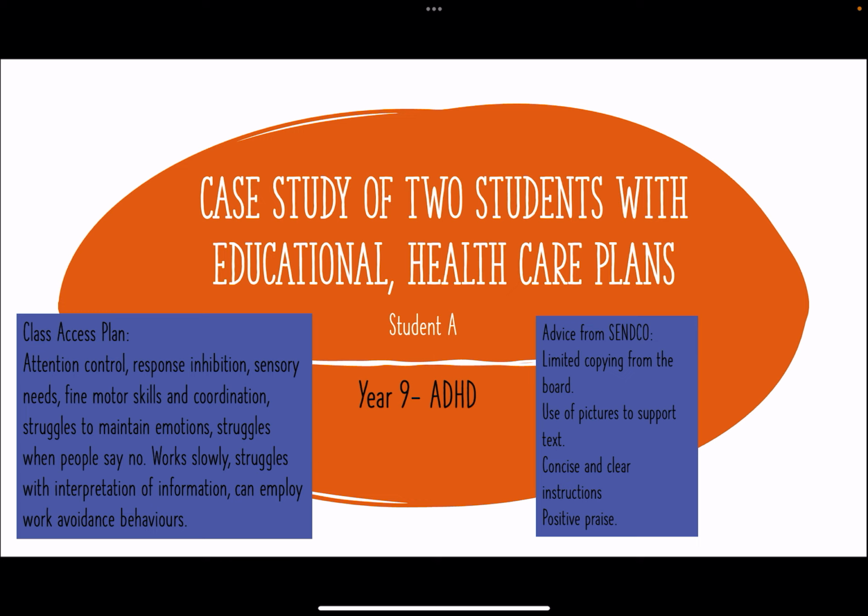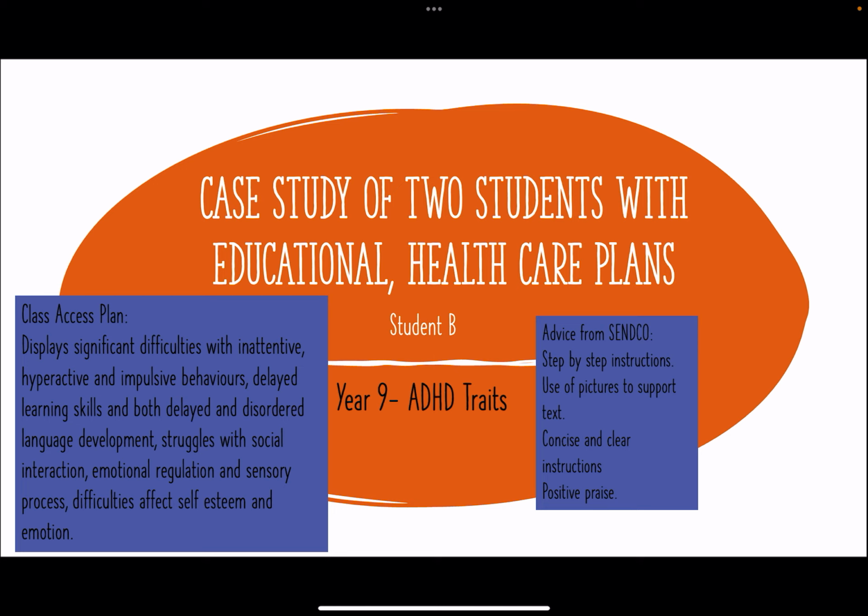For my case study, my focus was on 2 students in the same class with similar needs, both with EHCP plans. Student A is a student with ADHD who struggles with attention, retention, and focus in the classroom. If tasks or demonstrations are long or drawn out, they struggle to follow instruction and later independently complete any tasks, whether they be creative or otherwise. When speaking with the SENCO, they offered the following advice: that there should be limited copying from the board, there should be use of pictures to support text, there should be concise and clear instructions, and that positive praise should be used throughout.